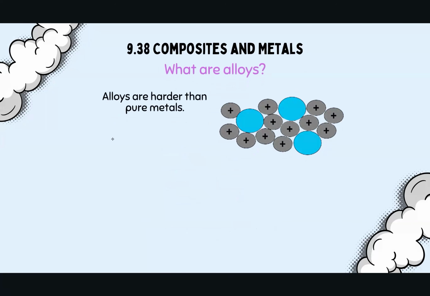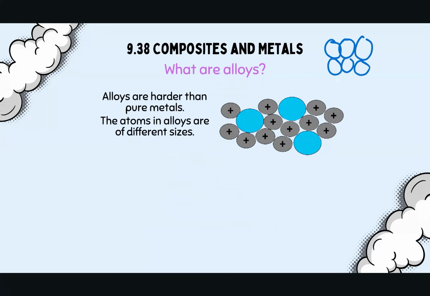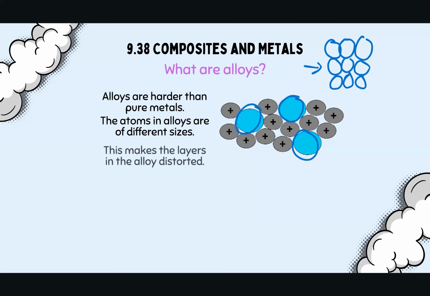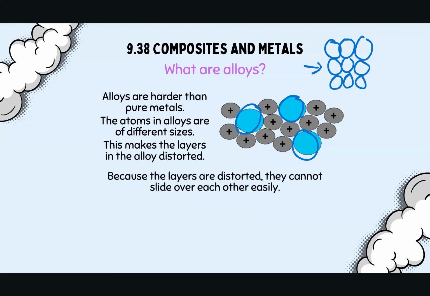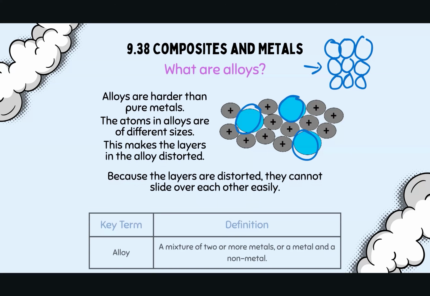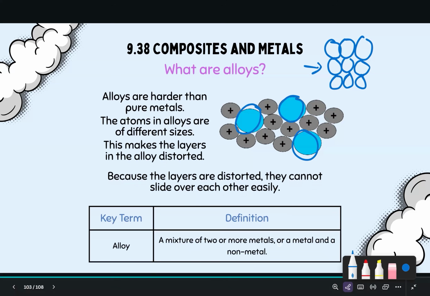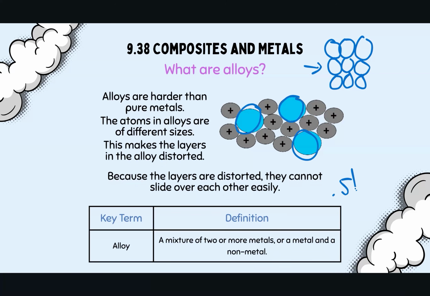Okay, so alloys. Alloys are harder than pure metals. Now, in a pure metal, just like in a solid, the atoms are in regular layers, which means they can slide over each other. But in an alloy, the atoms are of different sizes, so it disrupts the layers. So the layers in the alloy are distorted. Because the layers are distorted, they cannot slide over each other as easily. An alloy is a mixture of two or more metals, or a metal and a non-metal. An example of an alloy would be iron and carbon, which is steel. Steel is made of iron and carbon.